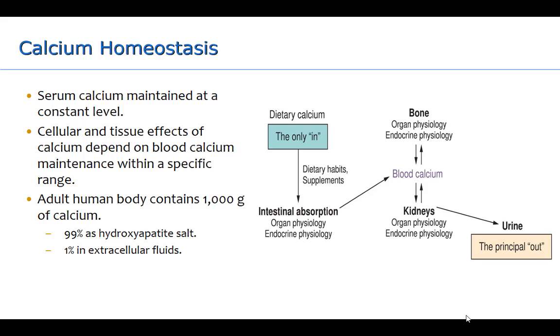99% of the calcium which is in our body is actually present in bones and teeth. It's only 1% which is present in the fluid, which is mainly the blood. And it is that calcium which is physiologically important, the one which is present in the blood.